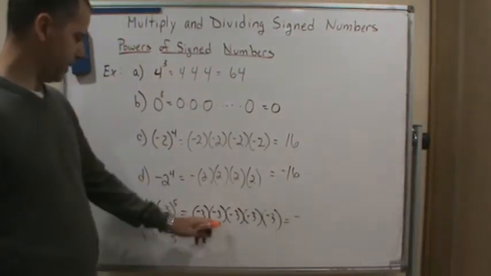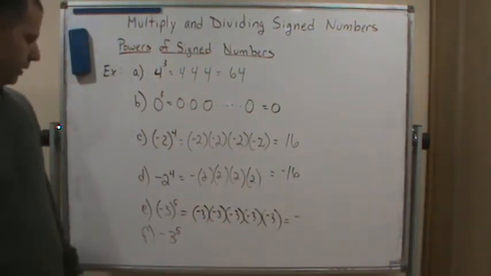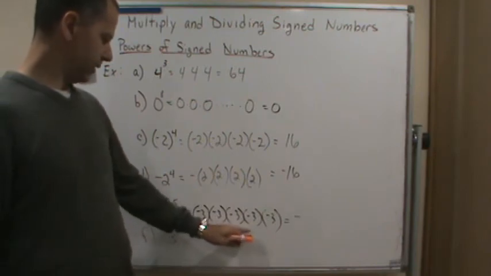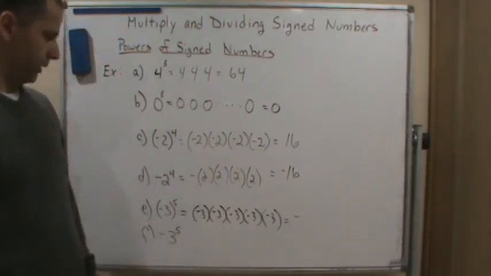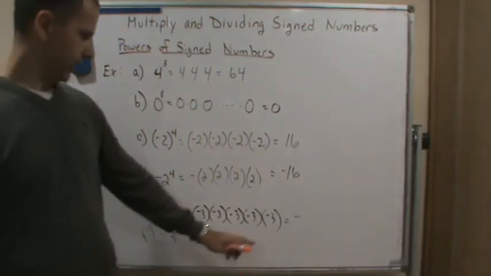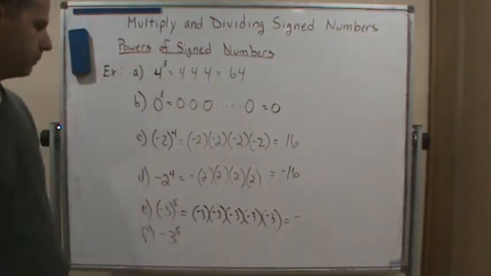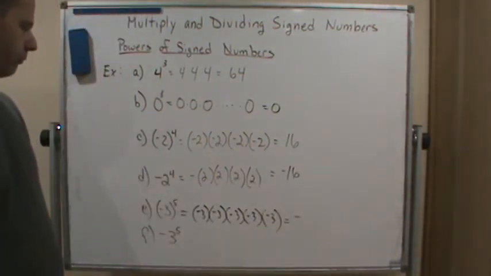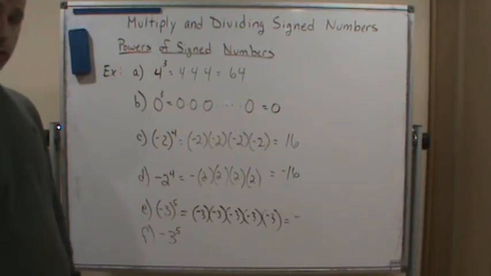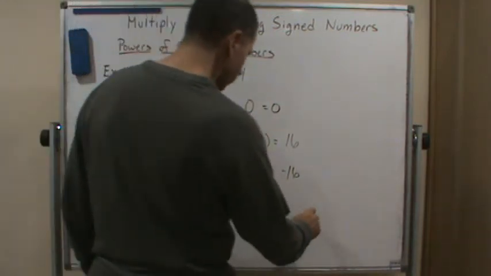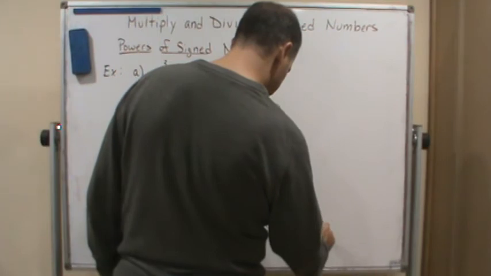And so 3 times 3 is 9. 9 times 9 is 81, right? 81 times 3 is what? 243. So it's going to be negative 243.